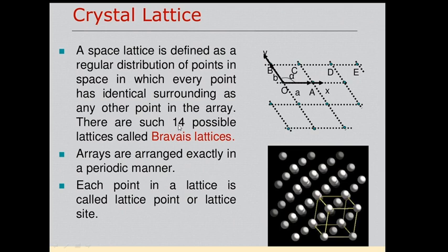So till date, whatever the study that has been carried out, all varieties of the crystallites are within this 14 lattice pattern. Okay, so the array is arranged exactly in a periodic manner. All these arrays are very well defined and very nicely arranged, and each point of a lattice is called a lattice point or a lattice site where you are placing the atoms.